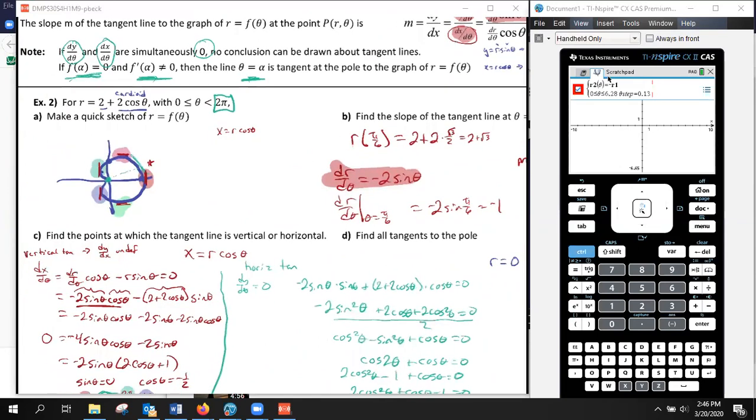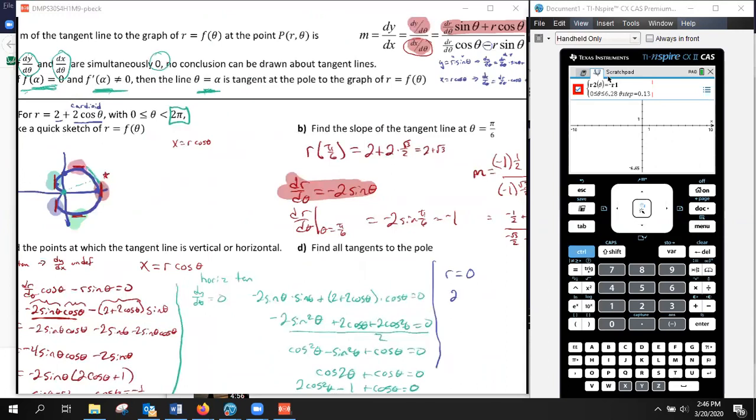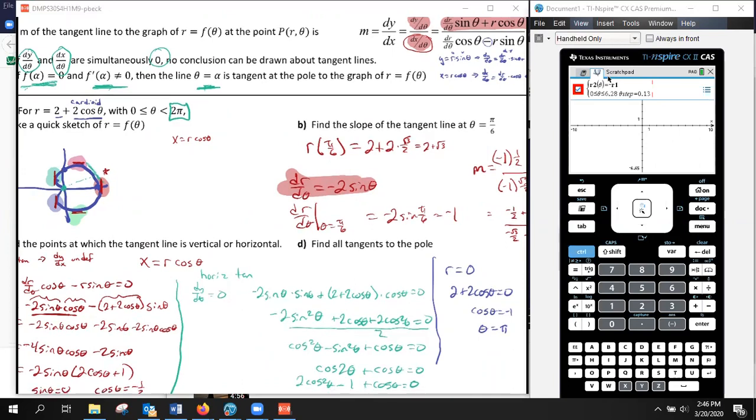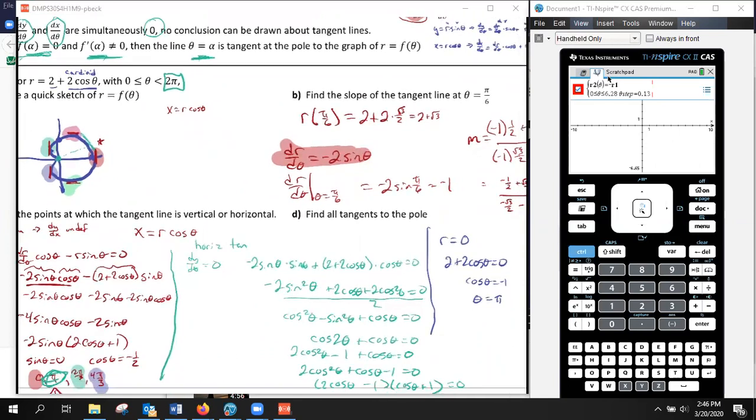Since my radius is 2 plus 2 cosine of theta equaling 0, this gives me where cosine of theta is -1, so theta is pi. That kind of makes sense that we do have a tangent to the pole at that angle. We have to say, what is f prime? It's not 0. It's actually undefined at that point. What that tells us is theta equals pi is the tangent to the pole.